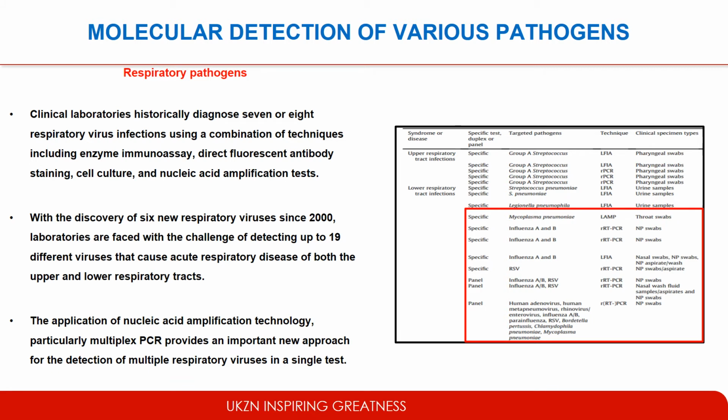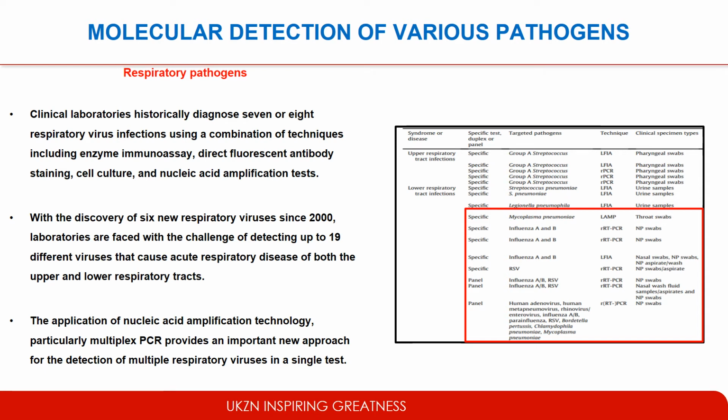Now, 7 or 8 versus 19, this number has actually doubled. So the application of nucleic acid amplification technology, particularly multiplex PCR, provides an important tool. So what is multiplex PCR? Multiplex PCR means that you can detect up to 6 or 7 or even sometimes 10 pathogens from a single sample using this type of approach.